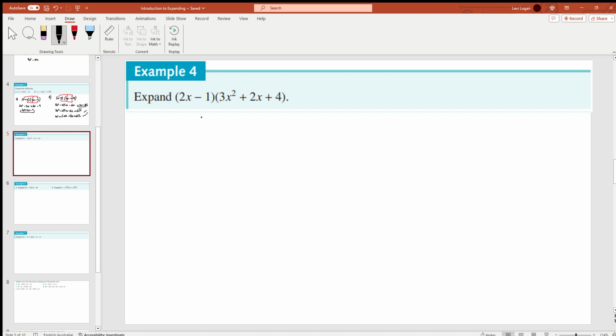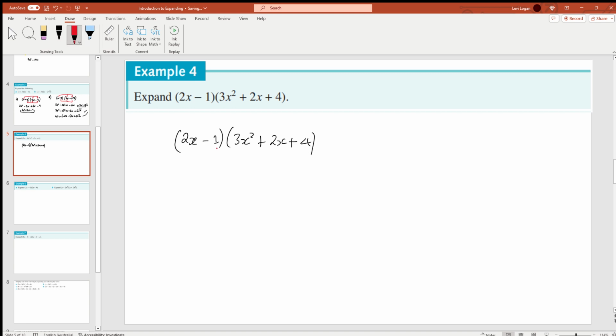Alright, so expanding this one. So this one we can see we've got 3 terms in here. So what we're going to do is a bit different. Rather than doing FOIL, because we're going to have a ton of arrows, the best way to do this is just to write down these guys outside the brackets first. So in other words, 2x minus 1 times by 3x squared plus 2x plus 4.